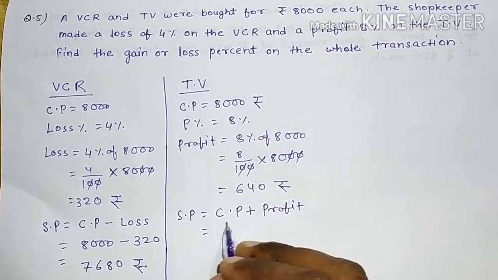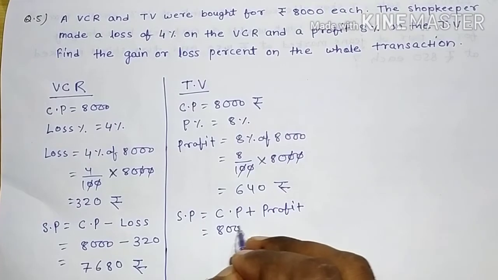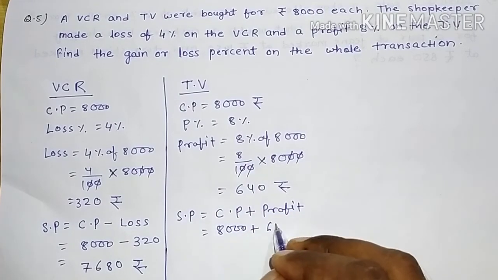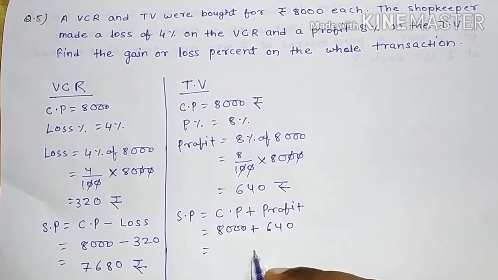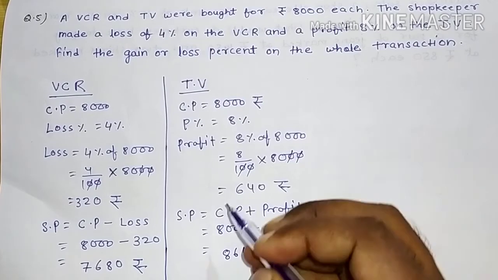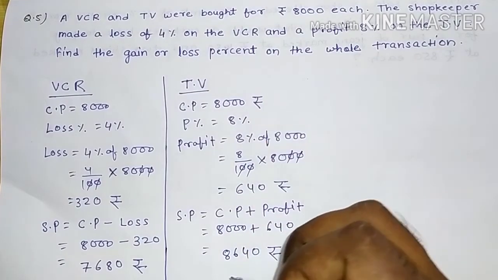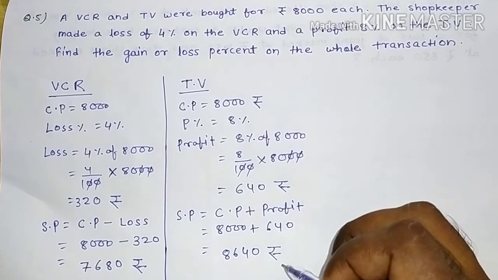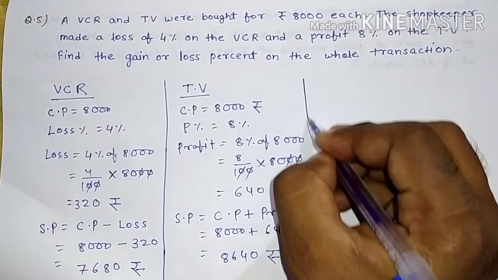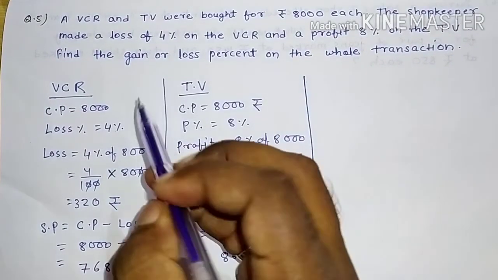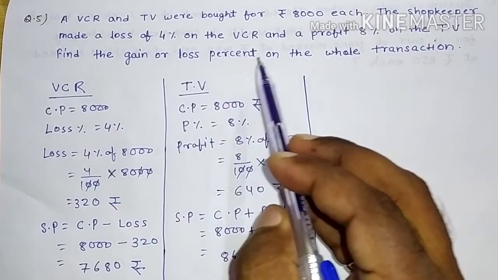So this equals, CP is given 8,000 and profit is 640 rupees. So just add this: 0 0 0, plus 4, that is 4, 0 plus 6, that is 6, and this is 8. 8,640 rupees. Now the selling price of the TV is 8,640 rupees. Now find the gain or loss percent on the whole transaction.